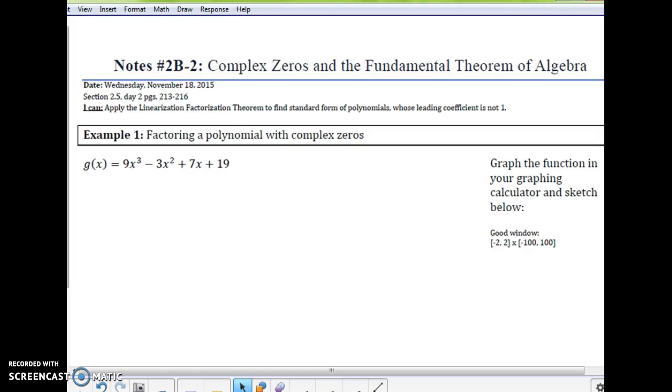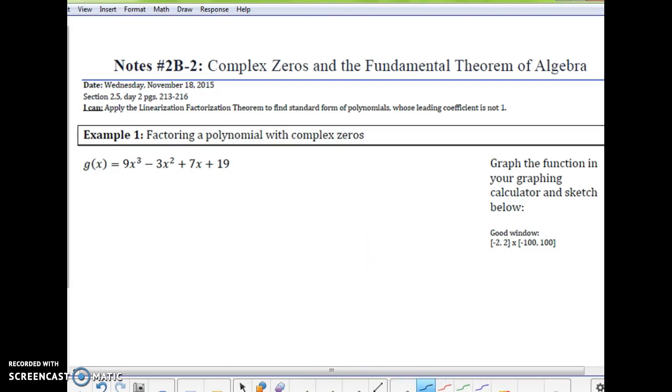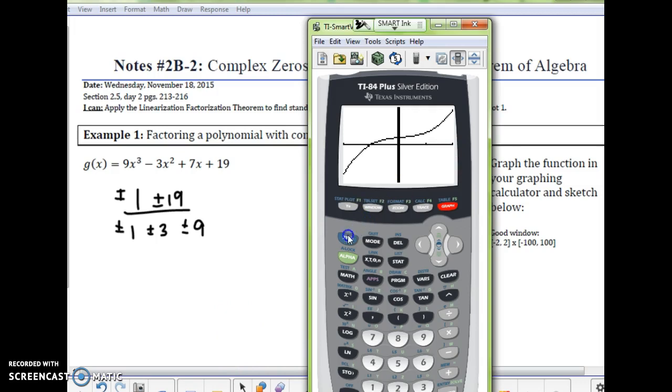Okay, for our first example, we're going to do factoring a polynomial with complex zeros. I'd like you to go ahead and find the rational zeros of this function. You can do this using the rational zeros theorem, or you can do this using your graphing calculator. If you're going to use the rational zero theorem, you're going to use the factors of 19 over the factors of 9. Not pretty factors, but they can be done.